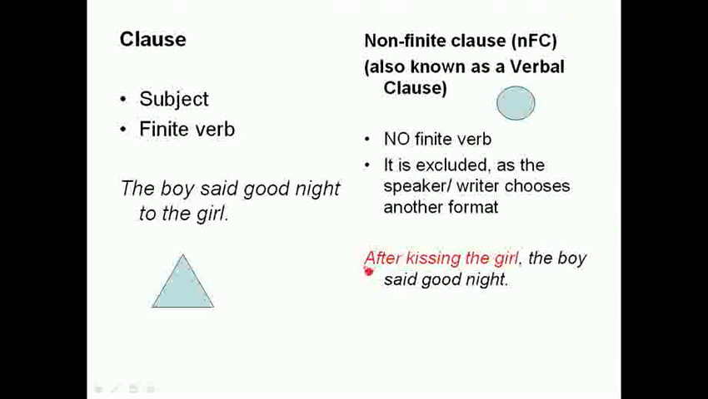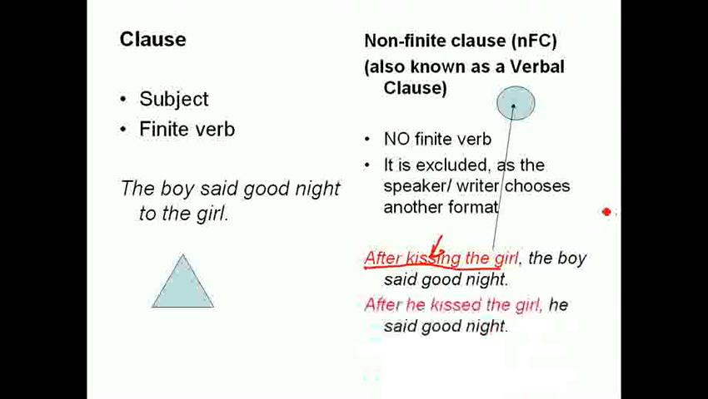Here's an example of a non-finite clause. After kissing the girl, the boy said good night. So here, in this instance, there is no finite verb, only a non-finite verb, kissing. Now, a speaker could have chosen another format. Instead of using a non-finite clause, the speaker or the writer could have chosen a finite clause here. After he kissed the girl. So you notice this is a finite verb form.